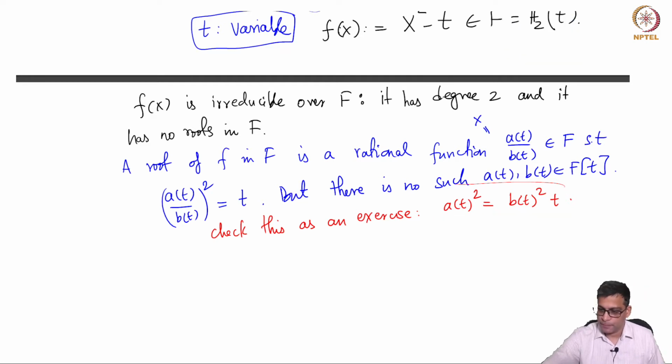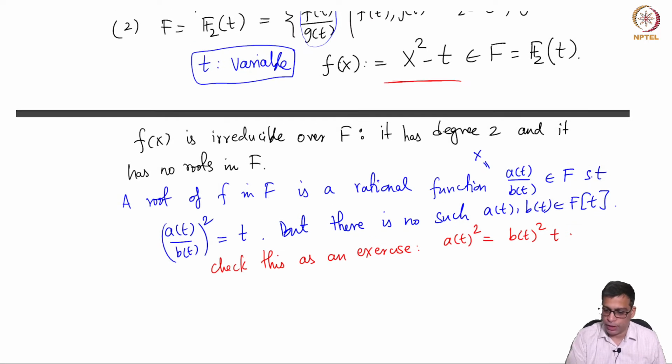That means a(t)/b(t) such that (a(t)/b(t)) whole square equals t does not exist. That means this polynomial here has no roots in capital F. That means it is irreducible in capital F[x].